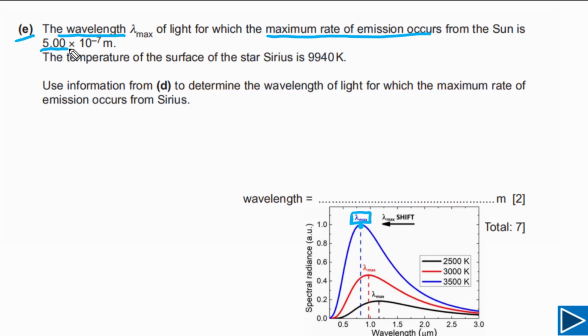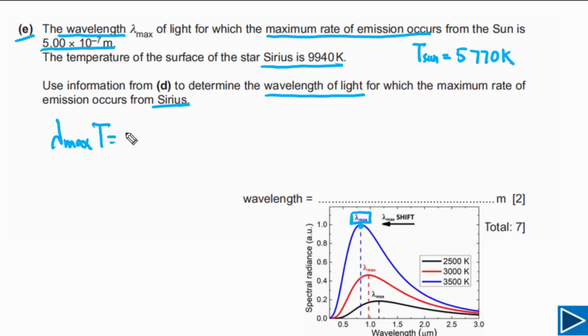Lambda max for the sun is given. And the temperature of the surface of the star Sirius is given, that is equal to 9940 Kelvin. But the temperature of the surface of the sun we have already calculated in part D, that was equal to 5770 Kelvin. We need to find out lambda max for the star Sirius. We will use Wien's displacement law in this case. According to Wien's displacement law, lambda max times T is equal to 2.898 times 10 to negative 3 meter Kelvin, not millikelvin.